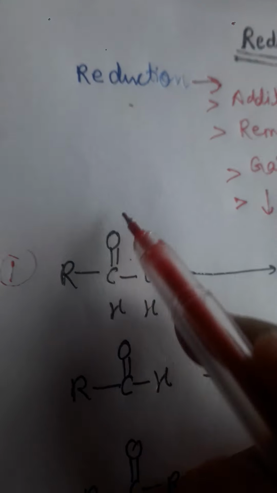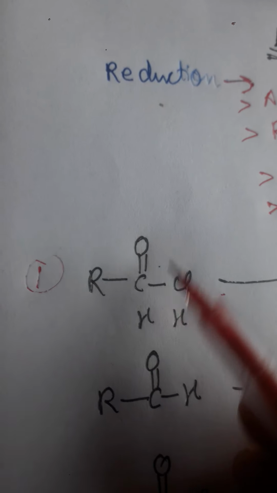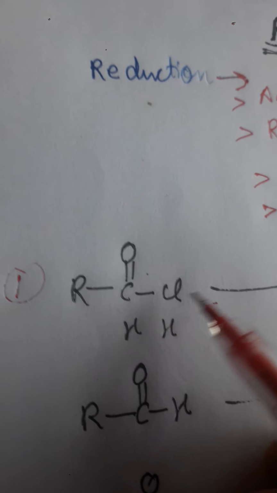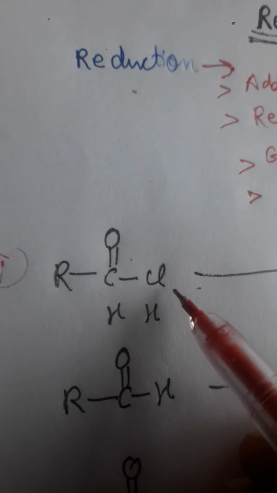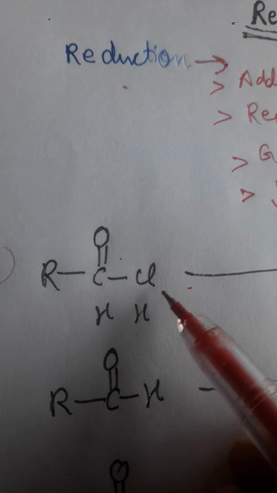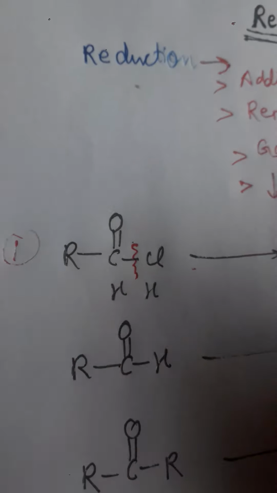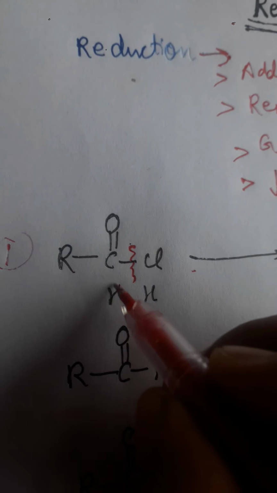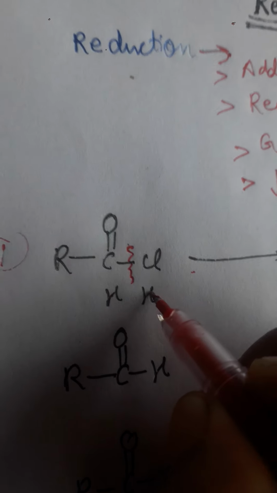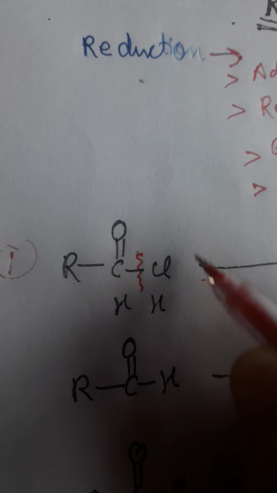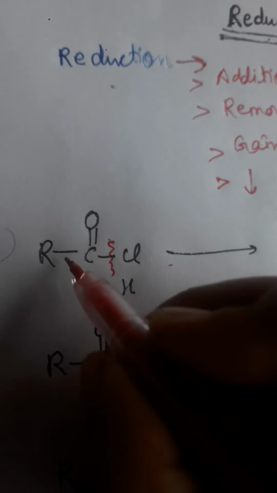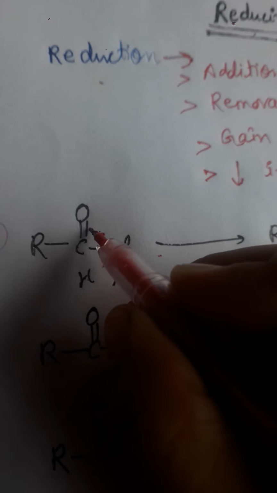Suppose the first example is RCOCl, which, as you know very well, is our acid chloride. So how will we do the reduction here? As you know, reduction means addition of hydrogen. So we can easily divide this like this: one side hydrogen, one side hydrogen. So HCl will be eliminated and we will get the product RCHO, right?